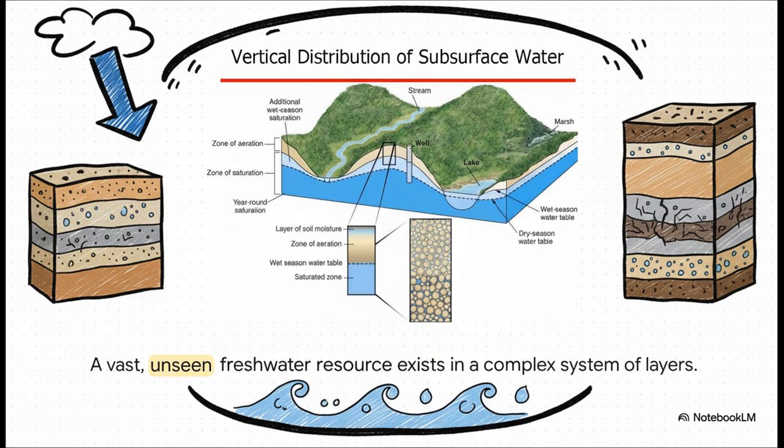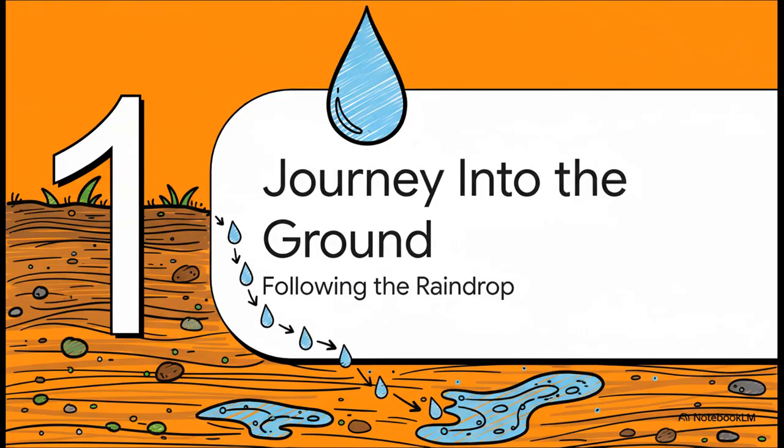Okay, so let's dive in. This image here gives us our first peek into that world beneath the surface. And you can see it's not just some big, simple underground lake. No way. It's this incredibly complex system of different soil and rock layers, all holding on to this precious water. To really get our heads around this, let's follow a single drop of rain. Picture it. It hits the ground. But it doesn't just disappear. It starts this really slow, really long journey, seeping its way down through the earth.